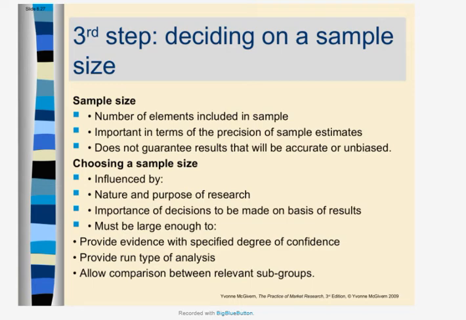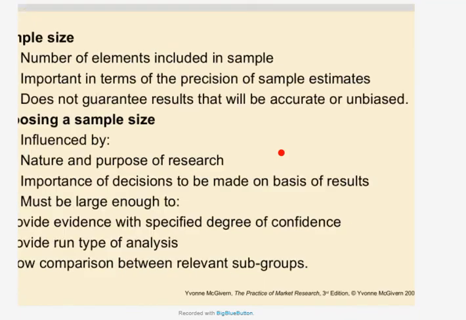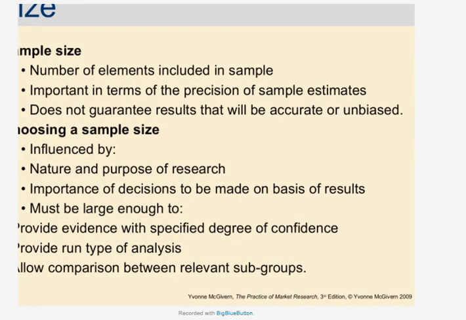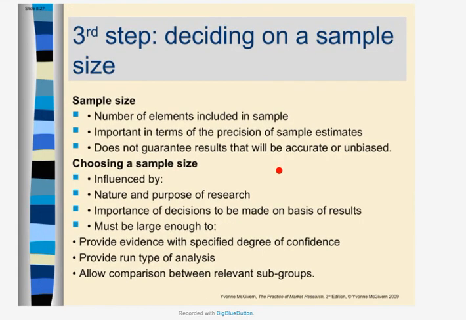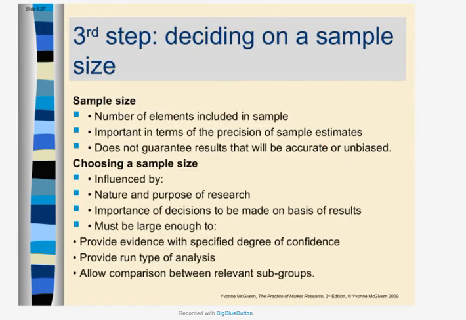Then how big should the sample be? We also have to decide based on many things, for example the nature and the purpose of the research. The importance of the decision must be made on the result. It must be large enough. Large enough to what? Large enough to provide evidence with a specific degree of confidence, large enough to generalize, large enough to run the type of analysis, and large enough to do comparisons between relevant subgroups. Okay, so the sample size is very important in this matter.